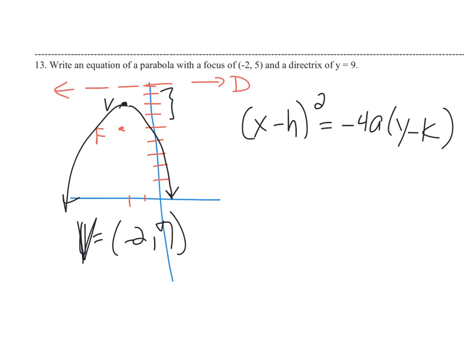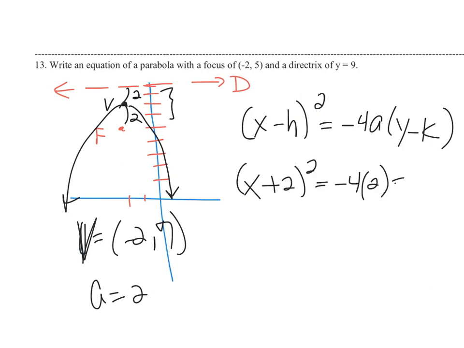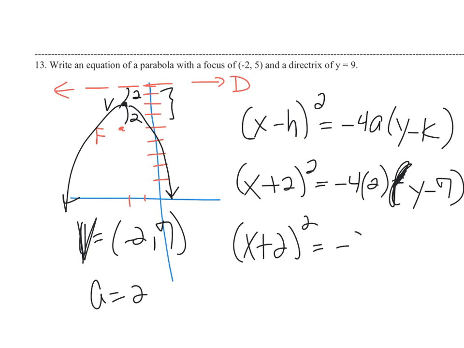And then you need the a value. The a value is the distance between the vertex and the focus, and the vertex and the directrix. So this is 2, both of these. So I know a is 2. So I'm going to change the signs. x plus 2 squared equals negative 4 times 2, y minus 7. So cleaning this up, I have x plus 2 squared equals negative 8, y minus 7.